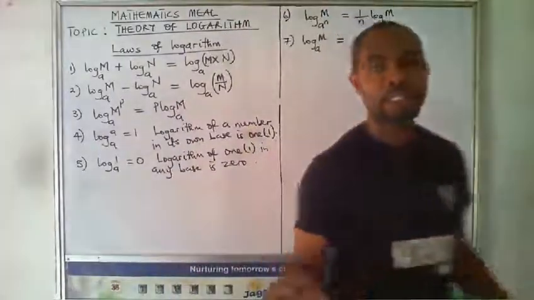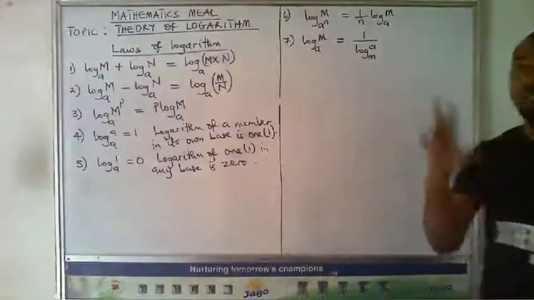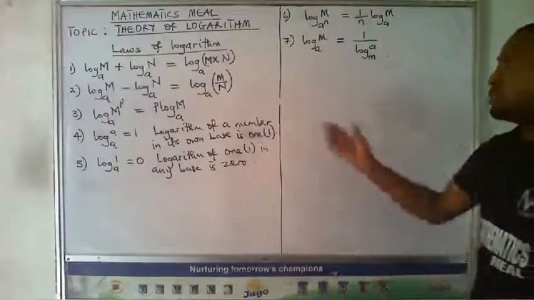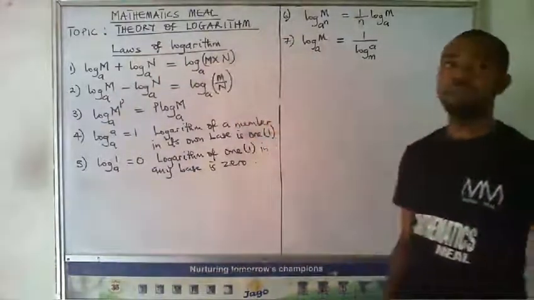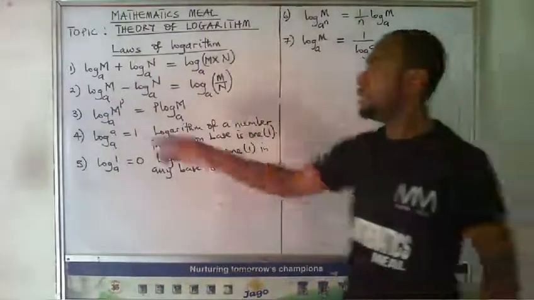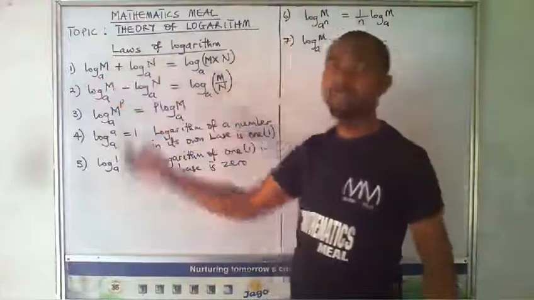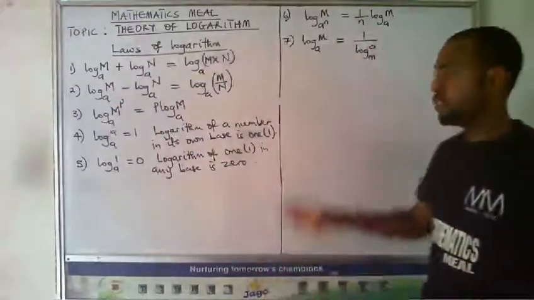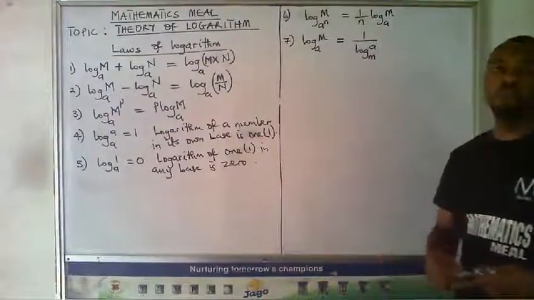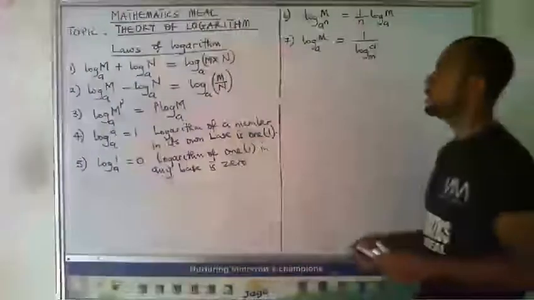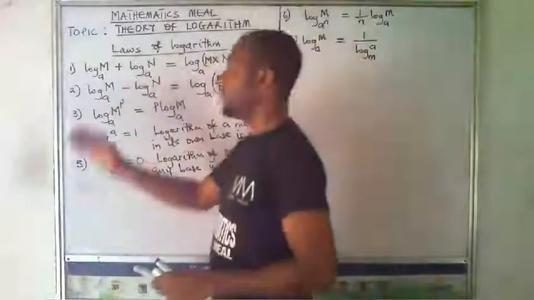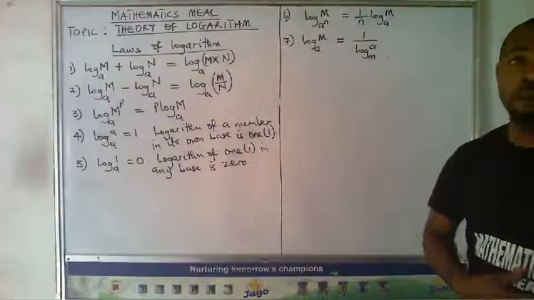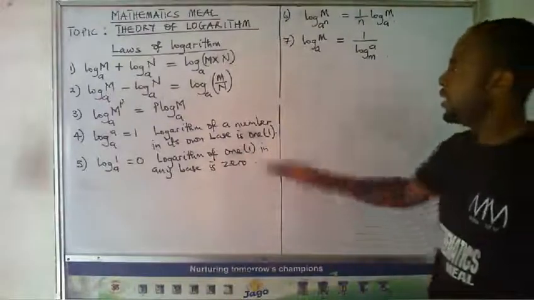Now I'm using any letter. Remember when I defined logarithm, I used b to be the base and a to be the number. So here I can use any other letter. The base can be any letter, it can be anything. It's not that b is the base, no. We just used that to explain logarithm. Now, these are the 7 laws, and they are very, very important if we are going to solve problems on logarithm. Now, let's explain them.